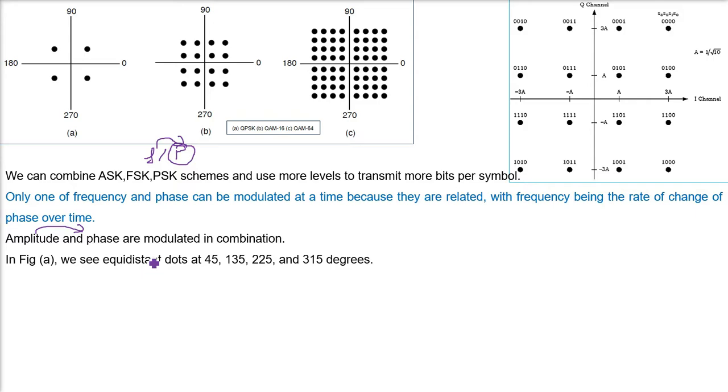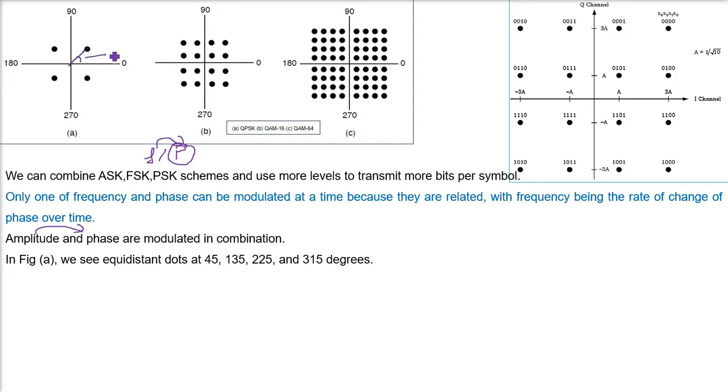You know why we are not using frequency? Because only one can be taken. But phase is different, and amplitude is different. So in this figure, if you see, we have 4 dots. These 4 dots are equidistant and at an angle of 45 degree from the positive x-axis.